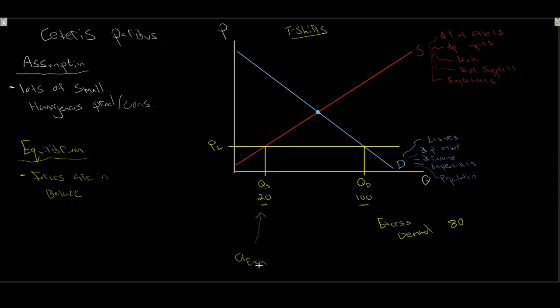Well, so what's our market force? What is happening here? Why is this a disequilibrium? Well, in this case, you really want a t-shirt, right? You were willing to buy 100 t-shirts at this price. There are 80 t-shirts of excess demand.